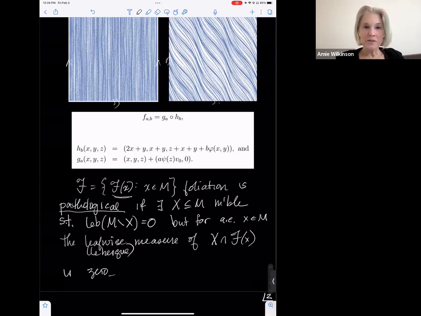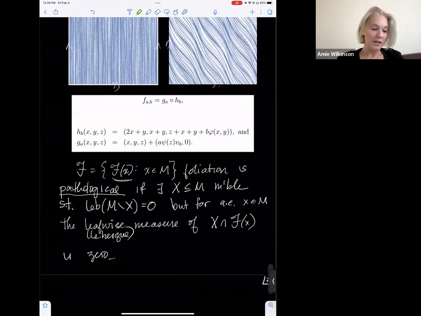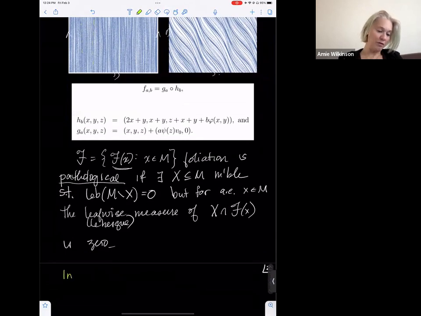Okay, so that means, for example, in the picture on the left, there's a full measure set of the torus, but if I intersect it with almost every leaf, I get something that has measure 0. So that's in contrast to Fubini's theorem.